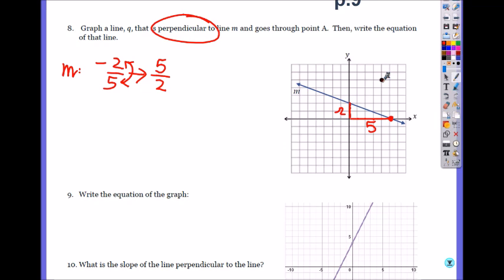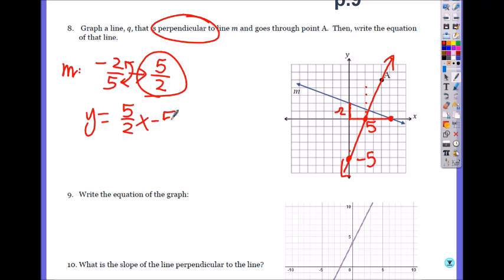Just start from A. So it is 5 over 2, but we can go that way. So can we go down instead? That means we go 2 to the left, down 5. 1, 2, 3, 4, 5. So this one, we were very lucky to get the y-intercept exactly at negative 5. So then your equation becomes what? Y equals 5 over 2 x, your slope, and the y-intercept is negative 5.